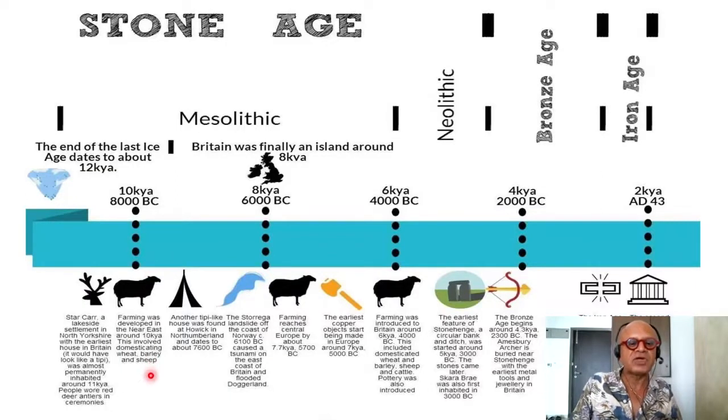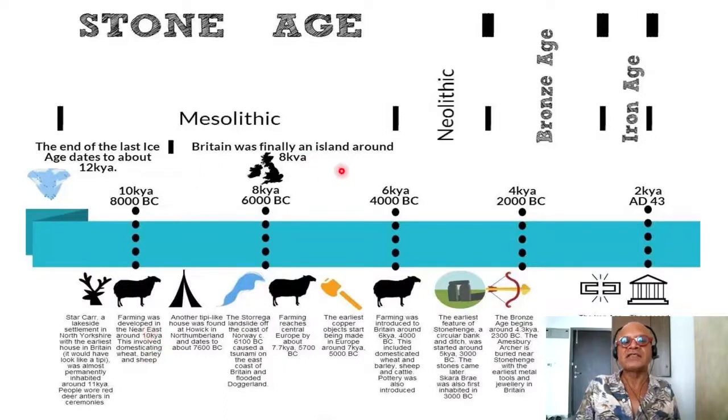Farming was developed in the Near East around 10 kilo years. This involved domesticating wheat, barley, and sheep, and as we said before, we don't know whether this was forced on humans by disappearing mammals and lifestyle change had to happen from hunting and gathering to farming, or whether some other driver existed. It is not very clear.